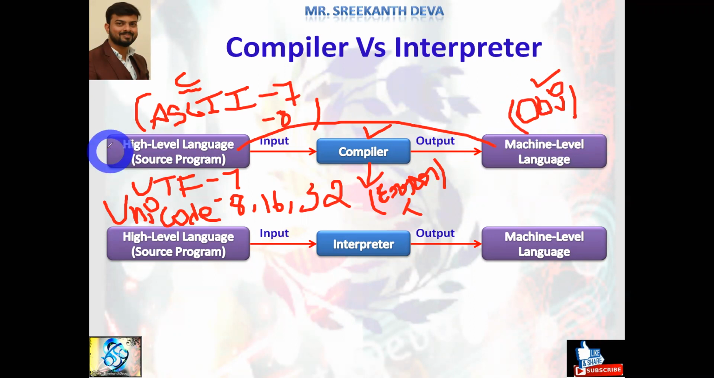The user understands only which code? Source code. The machine understands which code? Object code. This object code is used for the next level, executing that object code by the runtime environment. This is the basic functionality of the compiler.